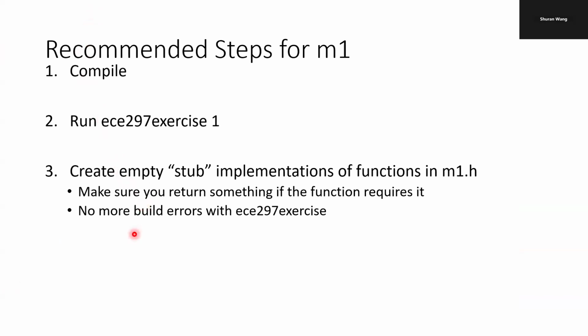So to get rid of all of the compile errors of undefined reference to functions, create empty implementations of the functions in the m1.h. So for each function, create an empty function. If it needs to return something, return something empty. So if it needs a return of a vector, then return an empty vector. Do this until you don't have any build errors with ECE297 exercise.